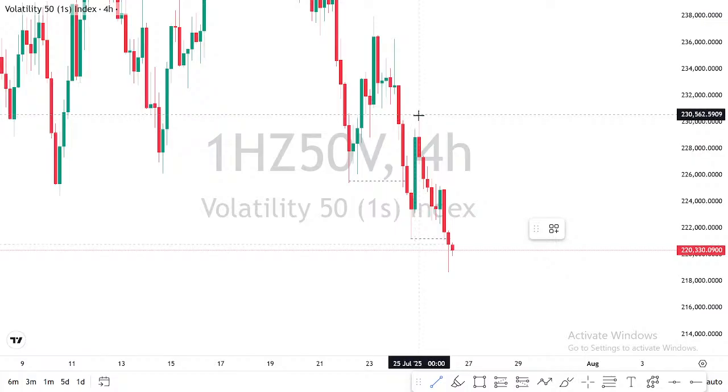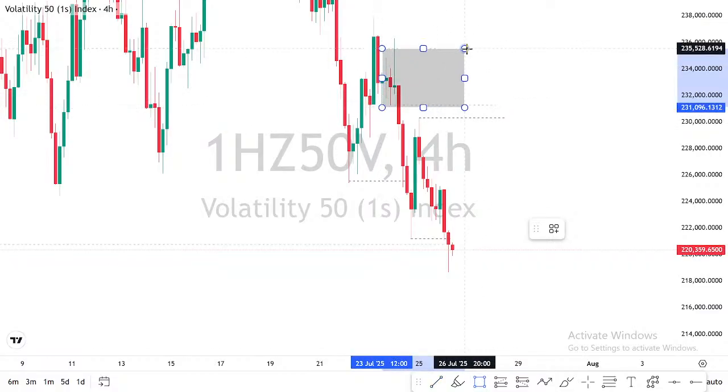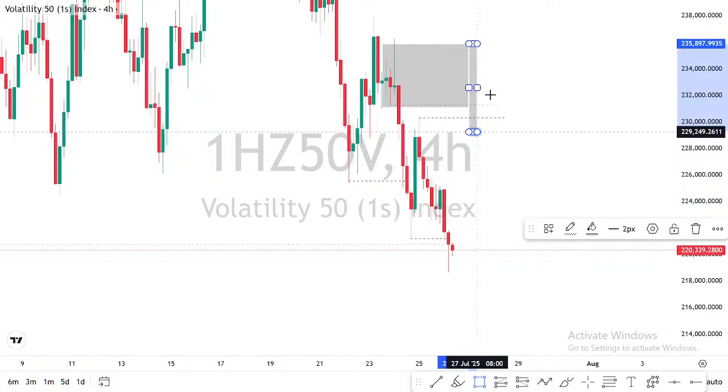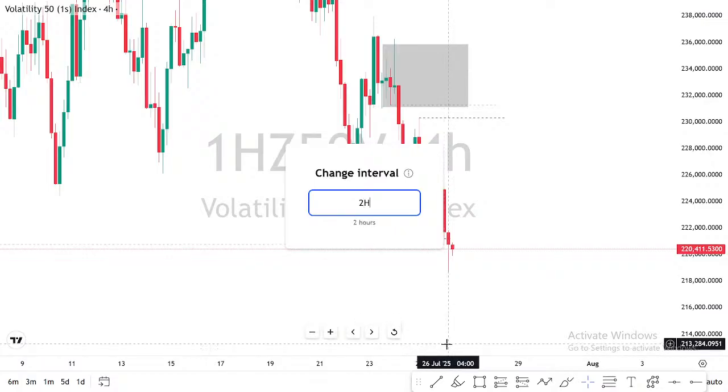But sometimes markets will not get there, so I'm going to look for possible areas where market can continue again. So this is my point of interest here. This is my POI around here. But remember, we still had a break of structure to the downside. So this is what I am currently looking at on 2 hours time frame.